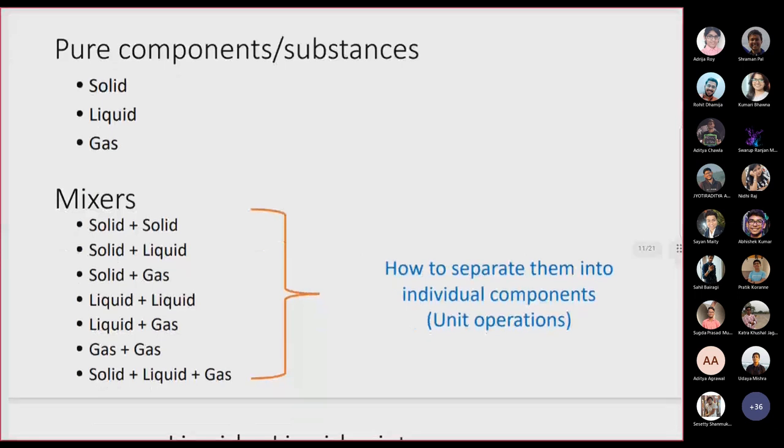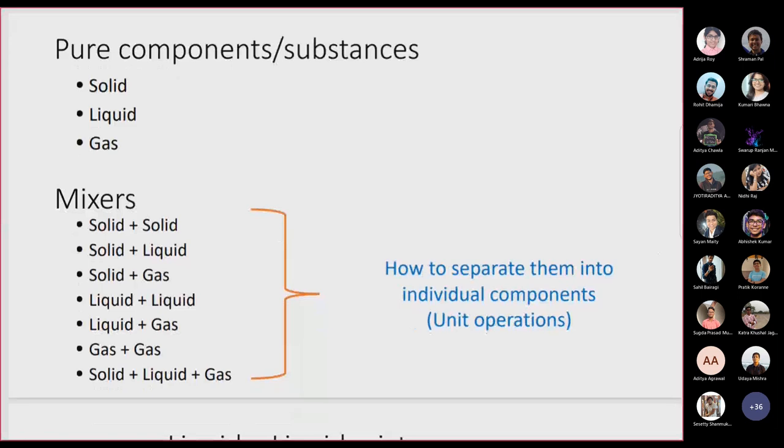So we have pure components or pure substances classified into three: solid, liquid, and gas, right? But in reality, we'll always have mixes. Either solid-solid mixes, solid-liquid mixes, or solid-gas mixes, or it could be liquid-liquid. These are the possible combinations, right? Liquid-liquid, liquid-gas, or gas-gas mixes.